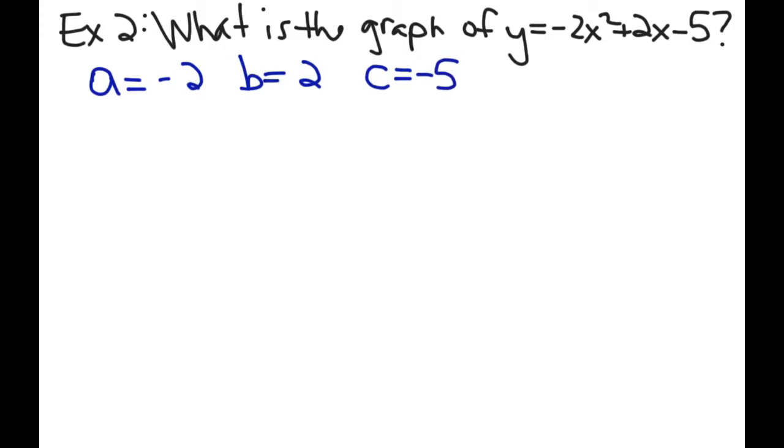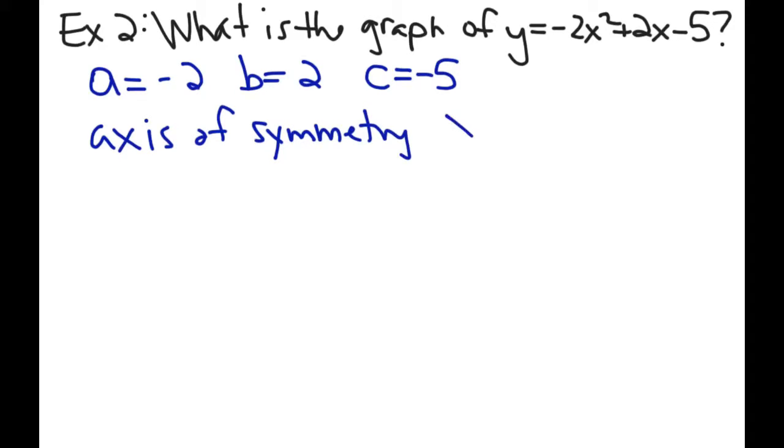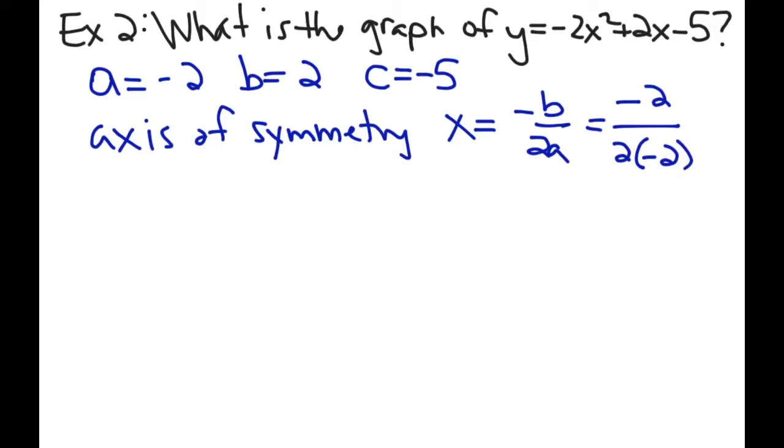Once we know what a, b, and c are, then we can find the axis of symmetry. There's kind of an order in which you can find things. We're going to find the axis of symmetry by using that formula, x is equal to the opposite of b over 2a. So x must be equal to the opposite of 2 over 2 times a, which is negative 2. Negative 2 divided by negative 4 is positive 1/2.